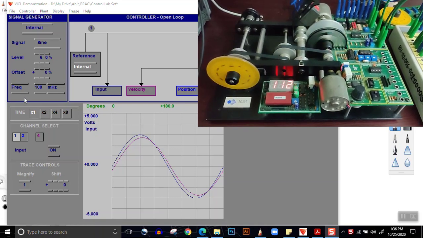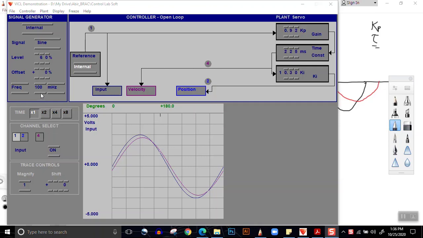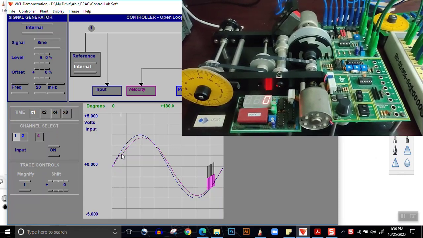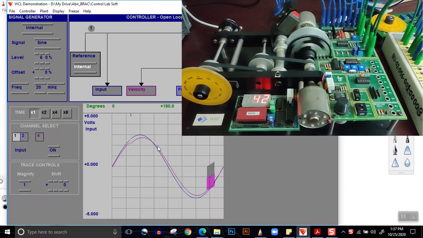Now, let us see what happens when we change the frequency from 100 millihertz to say 10 millihertz. So we decrease it. Say, 10 millihertz creates a certain problem in the simulation mode. We can change it to 20 millihertz and it will be smoother. So let's see what happens. You can readily see that the output is being updated more slowly.